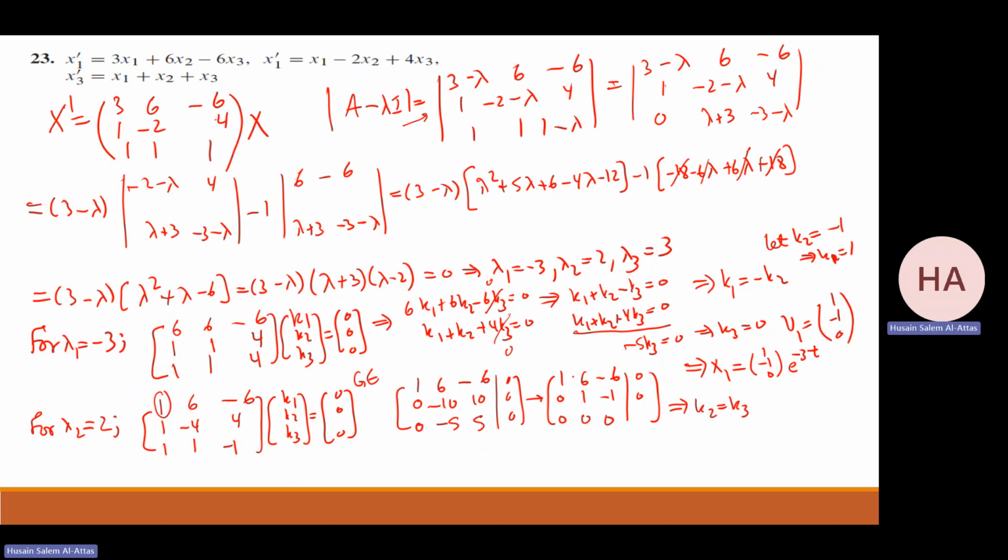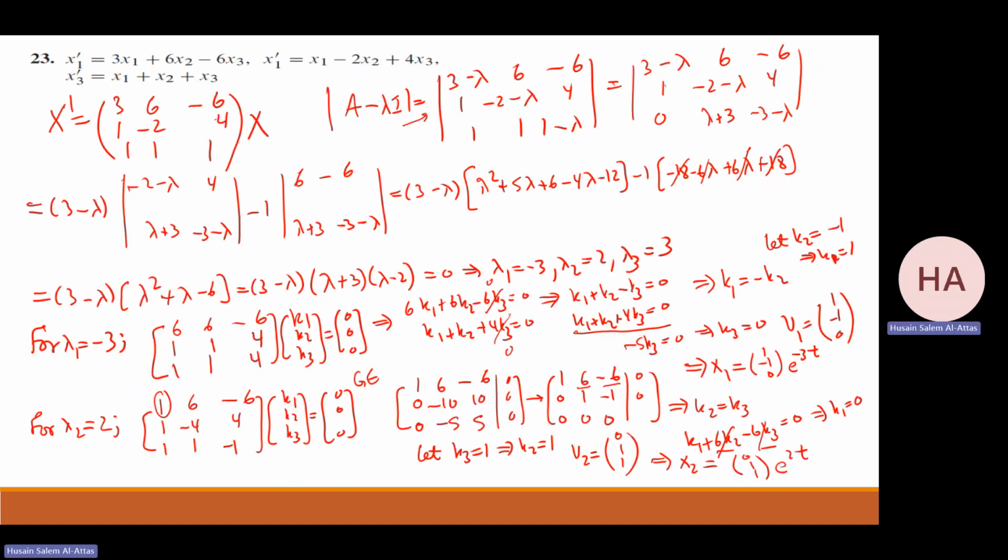And if K2 equal K3, plug them here. So I have K1 plus 6 K2 minus 6 K3 equals 0. If these are the same, they cancel. So K1 equals 0. So I let K3 equal 1. I'm getting K2 equal 1. So V2 will be 0, 1, 1, and X2 will be 0, 1, 1, e to the power 2t.